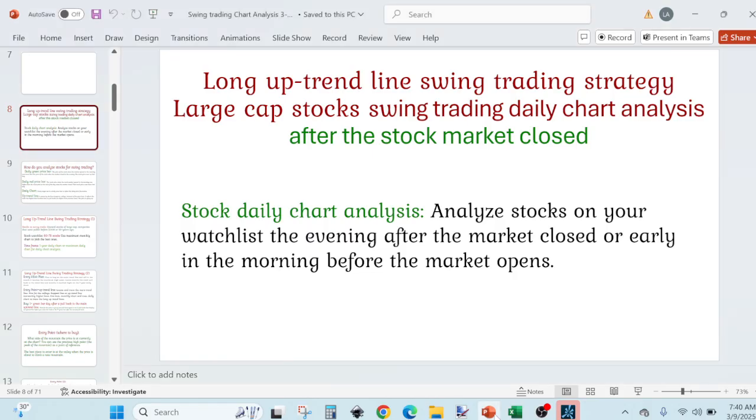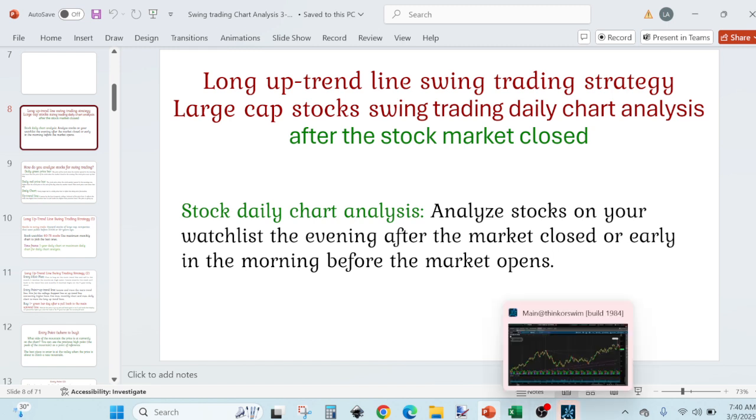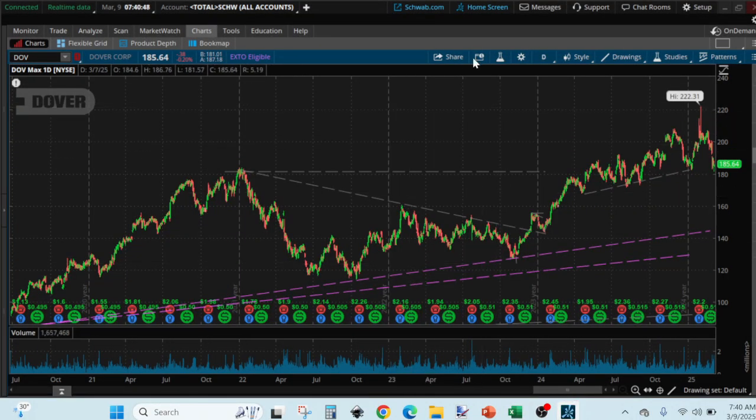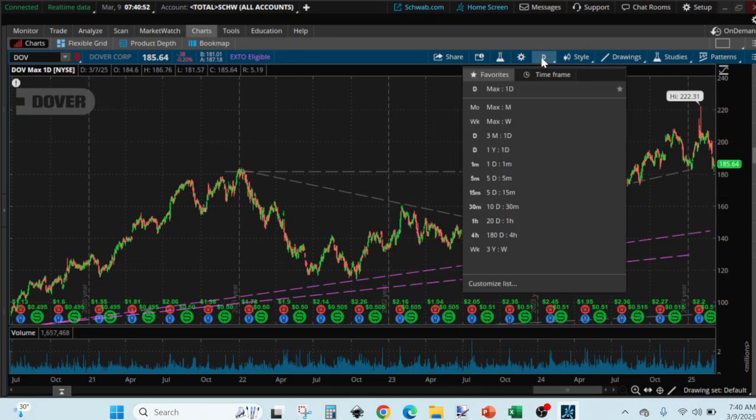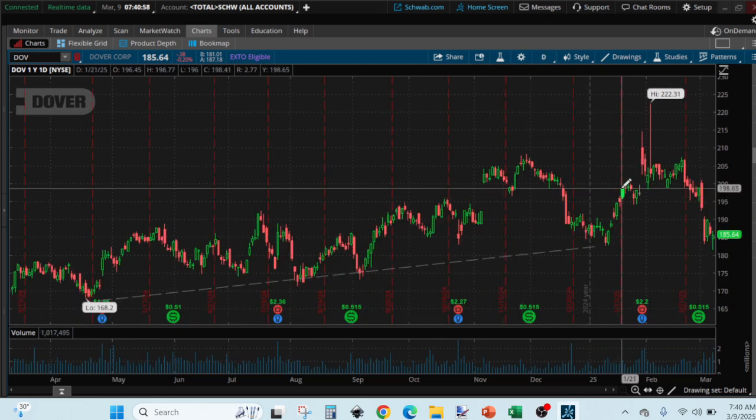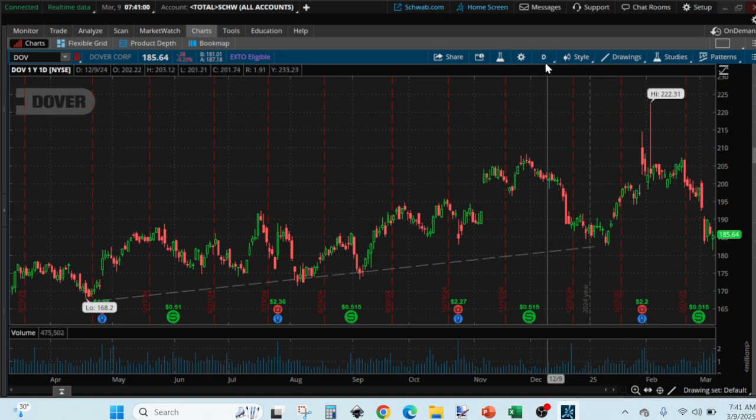Hello, how do you do swing trading daily chart analysis of large cap stocks, upward large cap stocks, if you are using a long option long swing trading strategy? You use the daily chart to do your swing trading chart analysis, either the maximum daily chart or the 1 year daily chart.